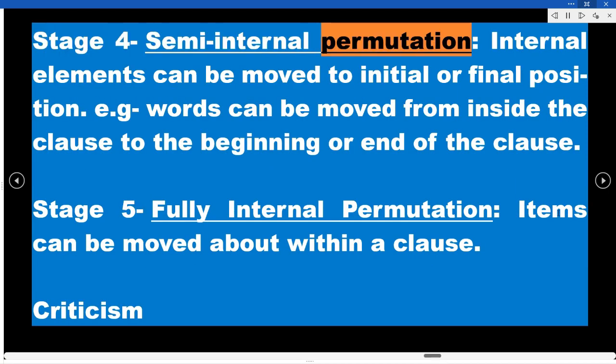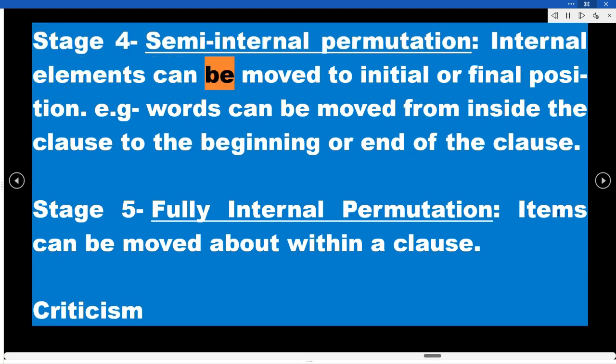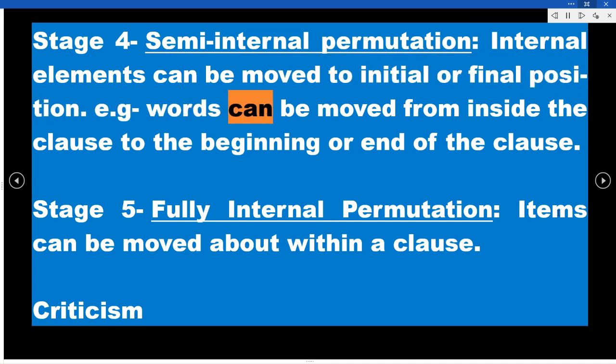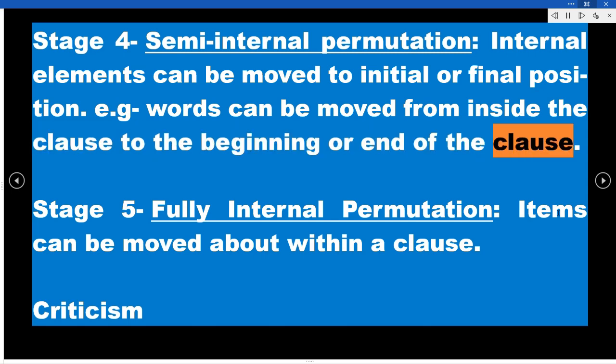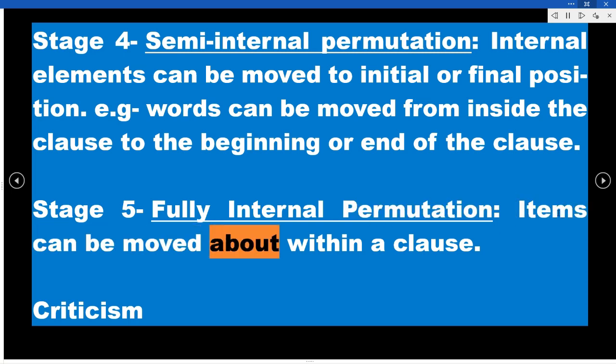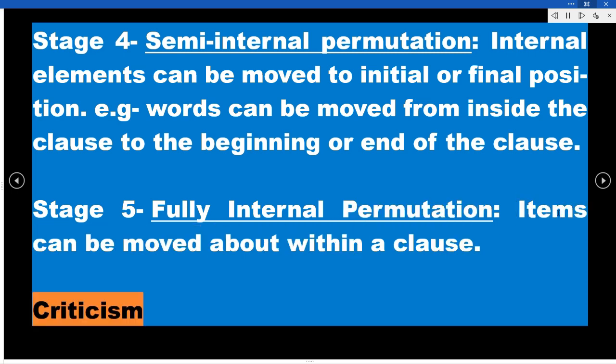Stage 4: semi-internal permutation. Internal elements can be moved to initial or final position, e.g. words can be moved from inside the clause to the beginning or end of the clause. Stage 5: fully internal permutation. Items can be moved about within a clause.